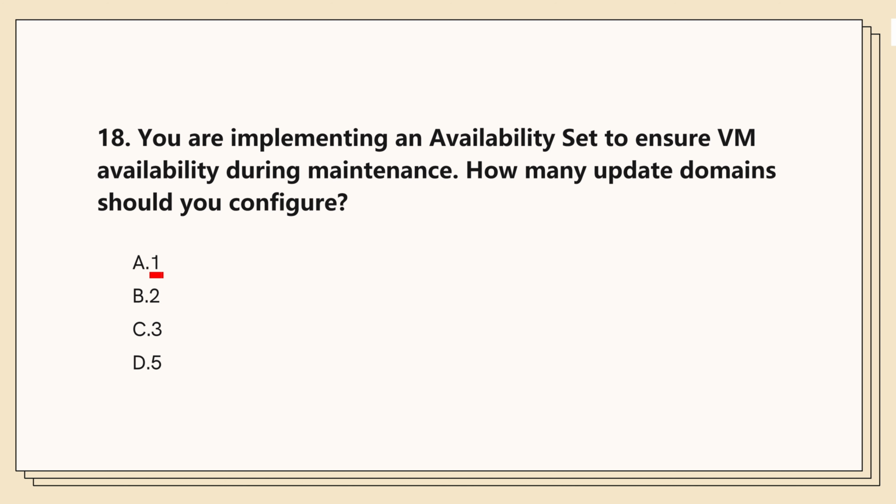The correct answer is: configuring two update domains ensures that during maintenance, only one set of VMs is updated at a time, keeping at least one VM available and maintaining high availability. Three update domains are more than necessary for this scenario, which can increase complexity without added benefit for basic availability needs. Five update domains are generally excessive unless you have a large-scale deployment, adding unnecessary overhead.